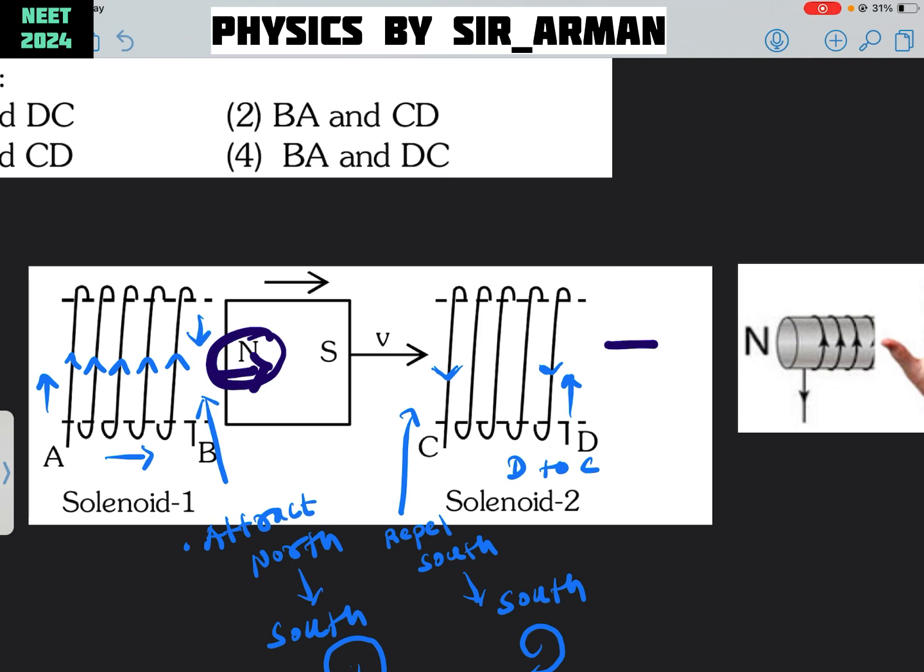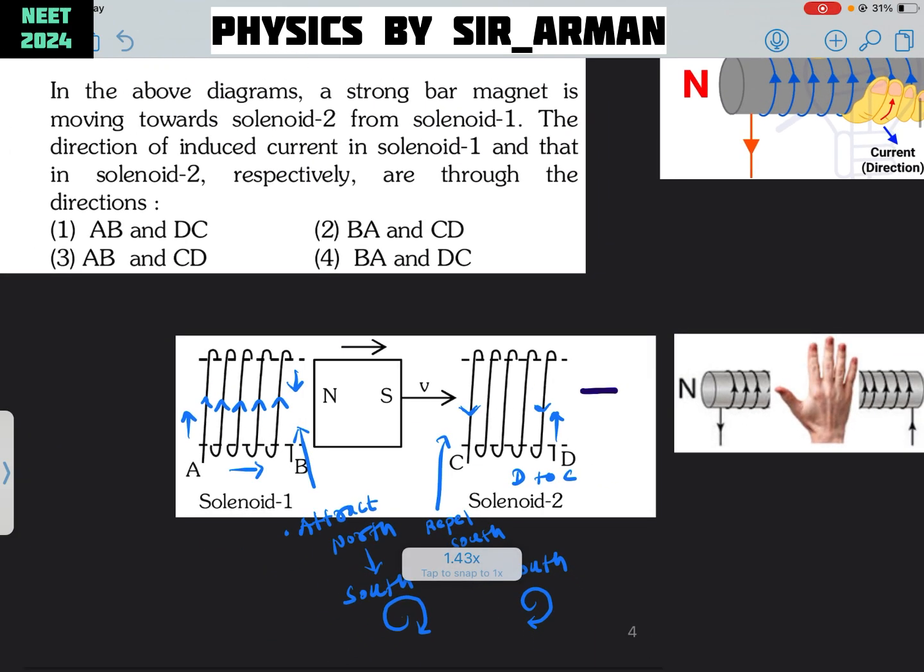Whenever the magnet is going away, the loop will try to bring it back, and whenever the magnet is going towards the loop, it will try to stop it or oppose it. That is, the loop doesn't like change in magnetic flux. That's why. You may have learned this in electromagnetic induction.